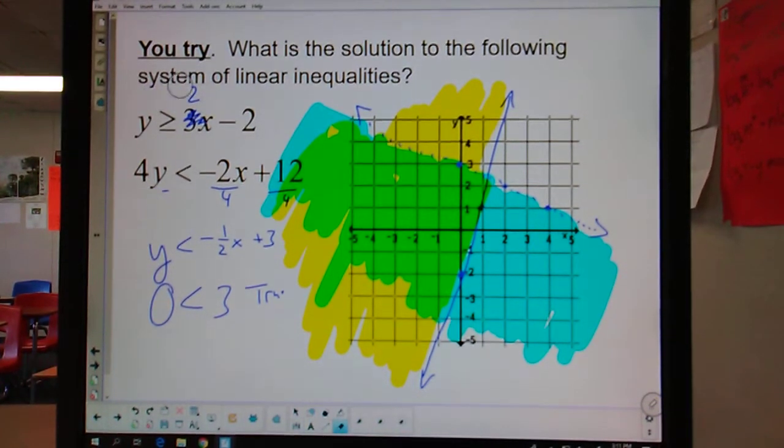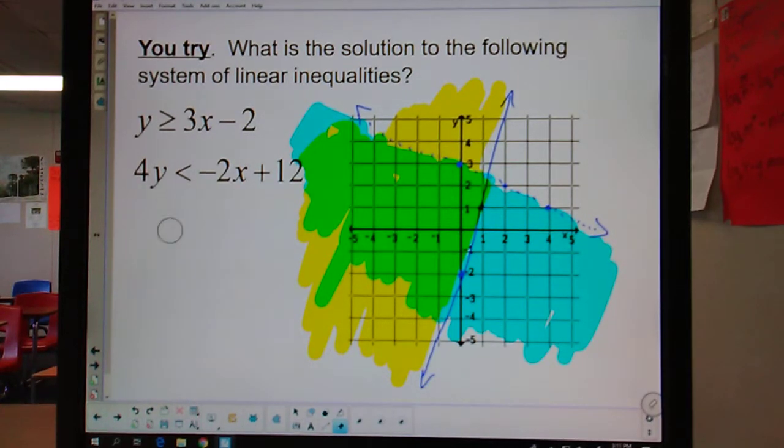Again, if you want to pause the video now that you can see the two inequalities again, test by putting in any point. You could even test a point over here. Over here it shouldn't work for either. Over here it should just work for the one that we shaded blue.